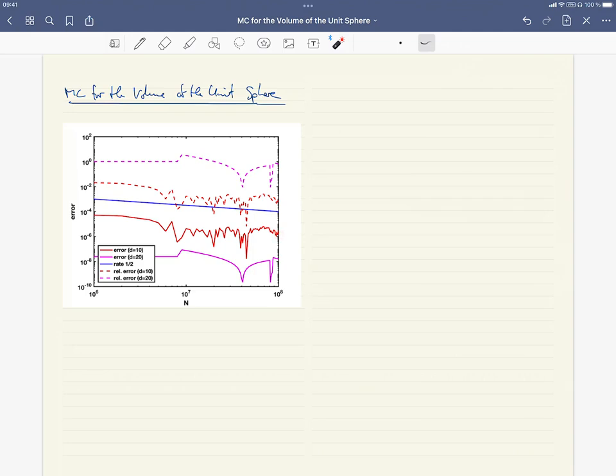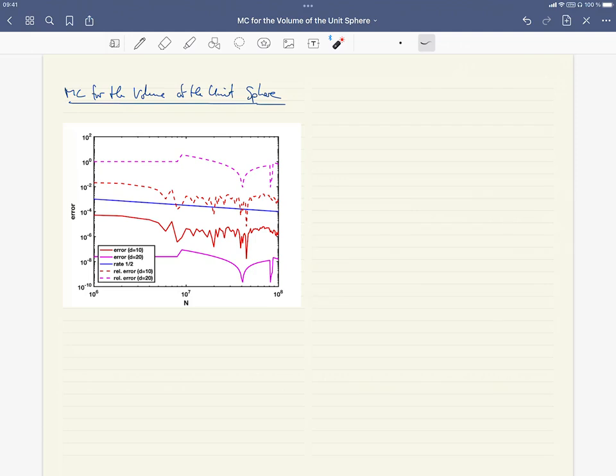But now if I look at the 20-dimensional results, something stunning happens. Actually, this error is on the order of 1. It's even bigger than 1 at 10 million points and stays at order 1 here, which means the result computed by Monte Carlo is completely useless. It essentially tells you the volume of the unit sphere is roughly 0, but you knew that before.